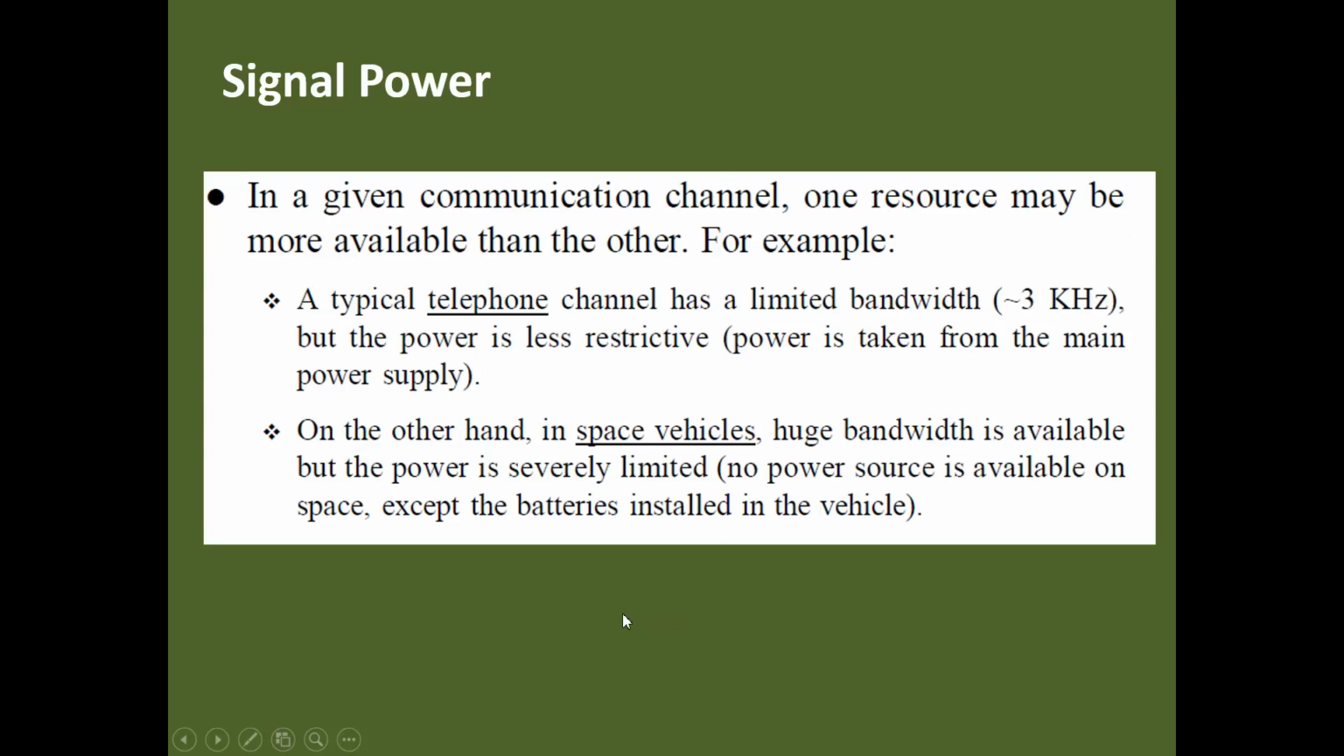In a given communication channel, one resource may be more available than the other. So that is what the engineer must know while designing a communication system. The examples that I'm taking are of a telephone channel or a space vehicle, where the requirements can be different.